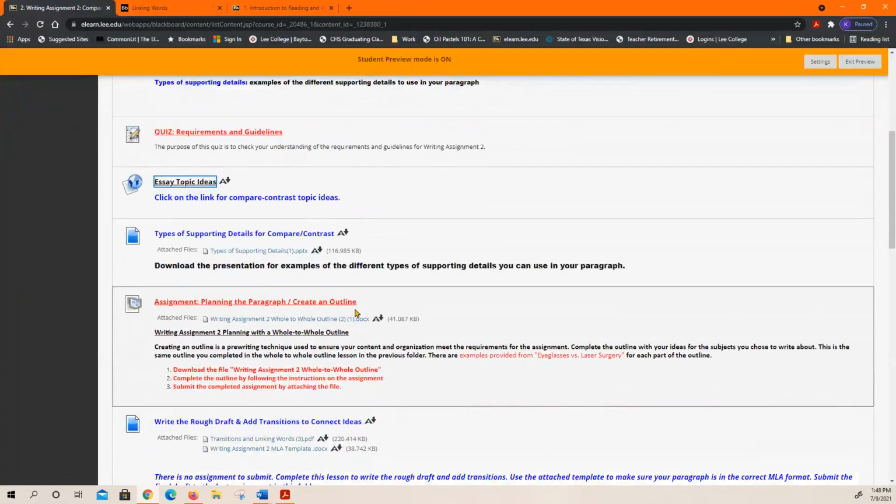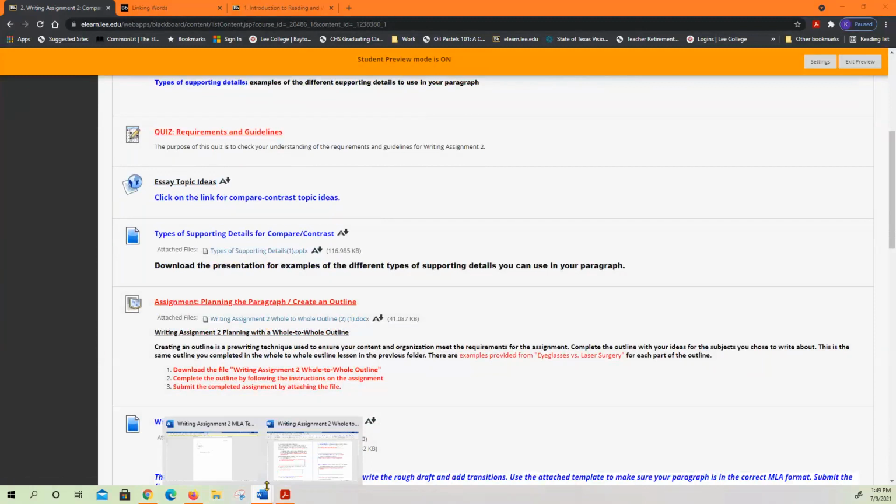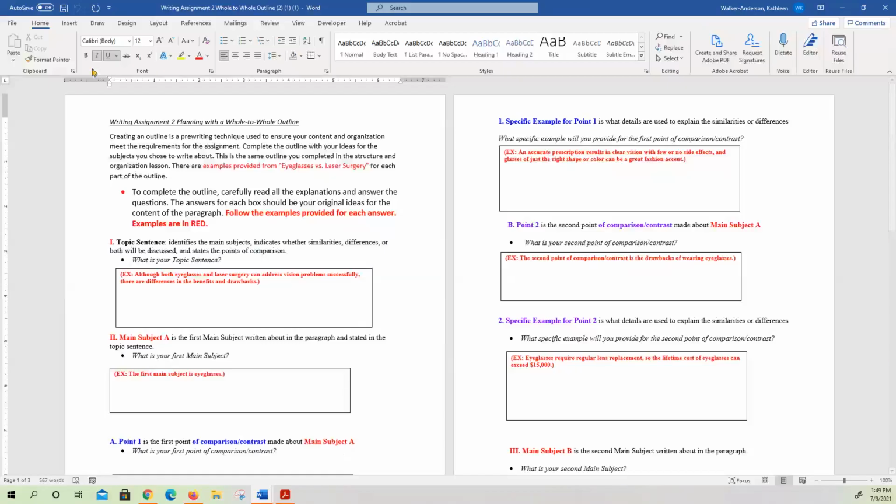So planning the paragraph, you're going to do an outline. You want to download the assignment. I think I already have. Yes, I did. All right, so I'm going to bring it up. Now, remember when you download yours, you'll have that yellow line at the top. You have to click Enable Editing. So this is how you're going to plan your paragraph.